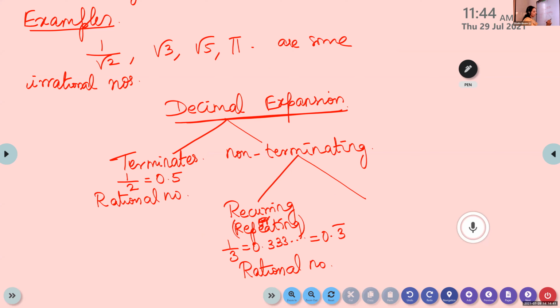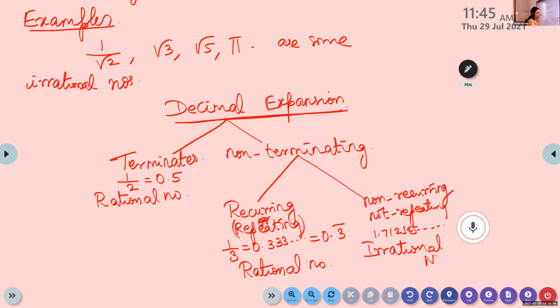If it is non-terminating and non-recurring, non-recurring means it is not repeating. For example, if I give a number like 1.7, 1, 2, 3, 4, 5, etc., the digits are not repeated. It is coming in some order. So it is not repeating, non-recurring. That means it is an irrational number.